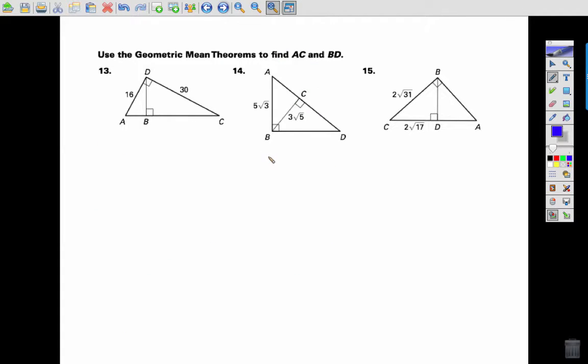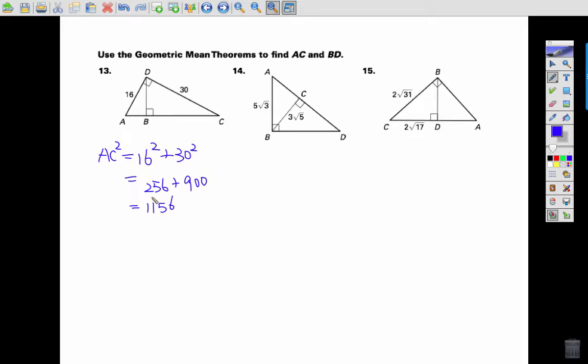Here, use geometric mean theorems to find AC and BD. Okay, in number 13, if I want to find AC, notice, simple. In the biggest right triangle, my two legs are 16 and 30. So I just need to square them and add them together. I would have my AC squared. If I do that, let's see, what do I have? 16 squared is 256. 30 squared is 900, right? So I would have 1156.